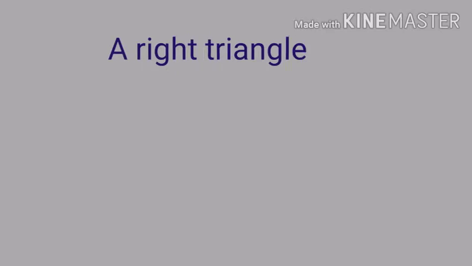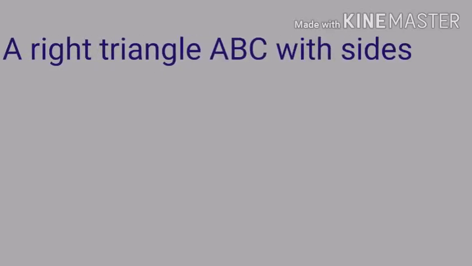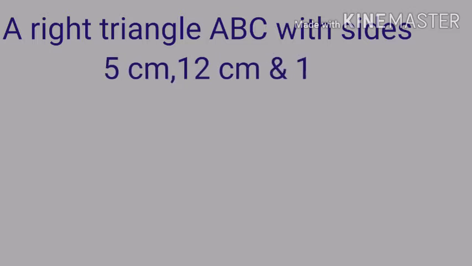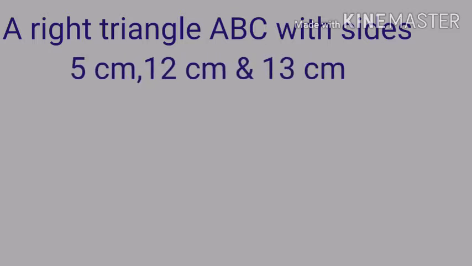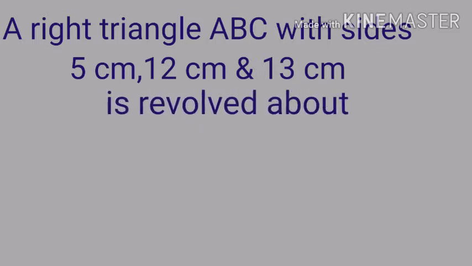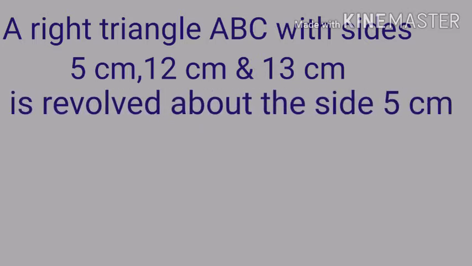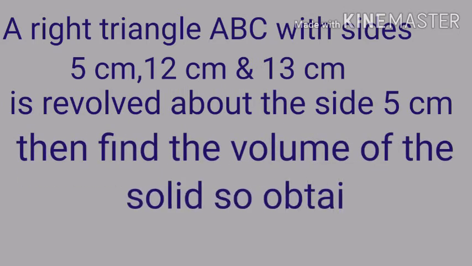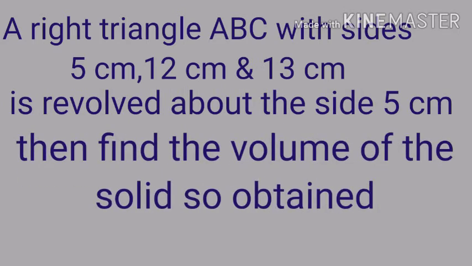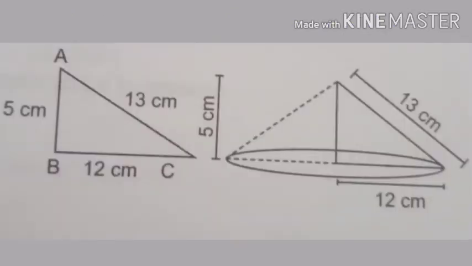That means the same right triangle ABC with the sides 5 cm, 12 cm and 13 cm. In the last question, they asked to revolve it about the side 12 cm. But in this question, they asked to revolve it about the side 5 cm. That is the difference. Then find the volume of the solid so obtained. So here the solid obtained is in the form of a cone. In this cone, height is 5 cm and radius is 12 cm. Then here we have to find the volume.